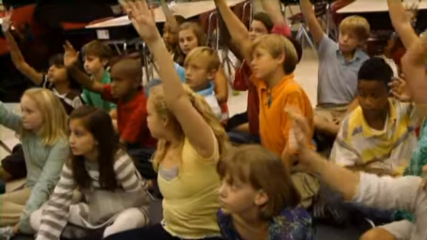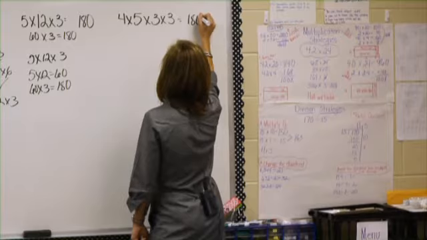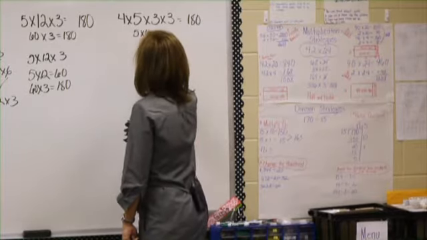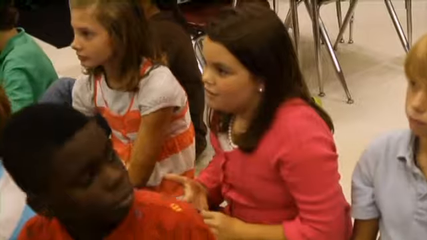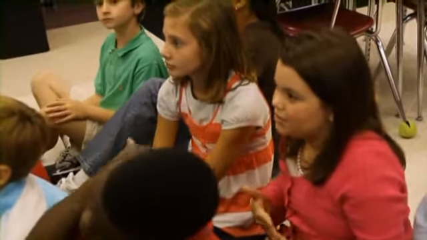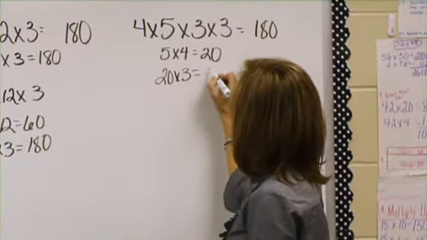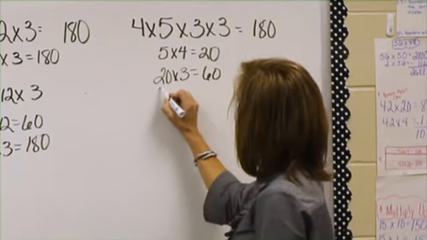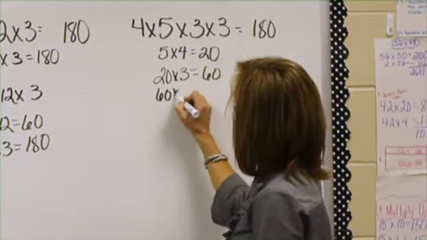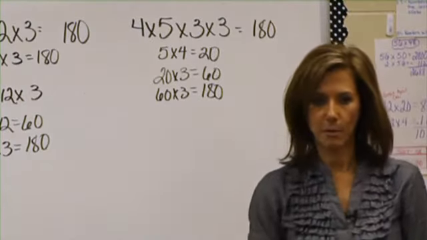Answers? Rachel? 180. How did you know, Rachel? Because 5 times 4 equals 20, times 2 equals 60. Well, 20 times 3 equals 60. And then 60 times 3 equals 180. Okay. Lots of people solve that way.